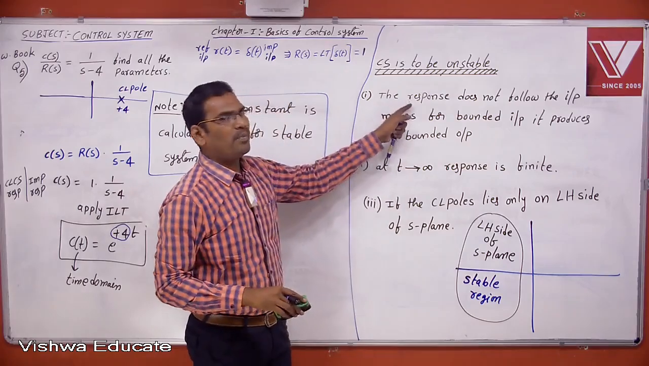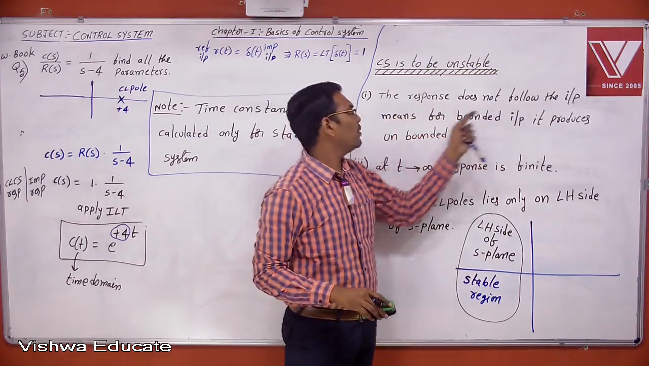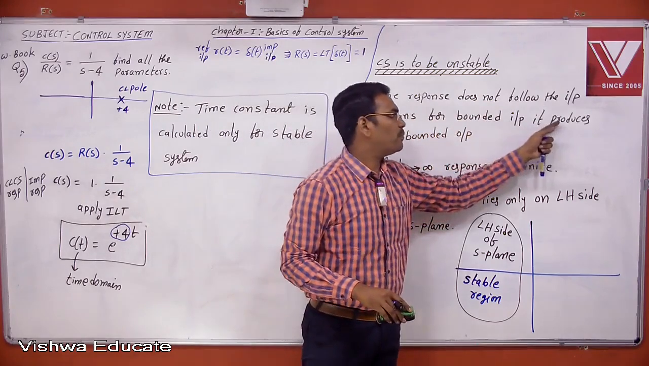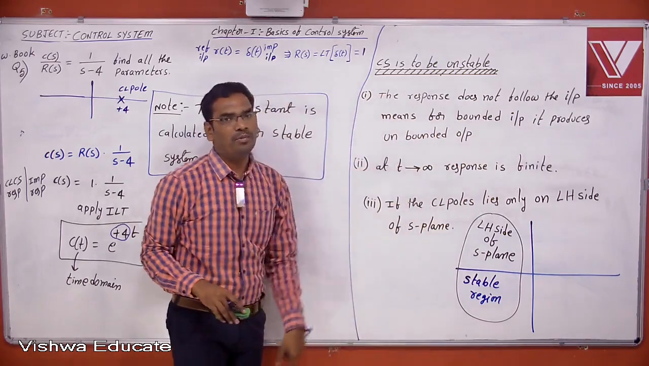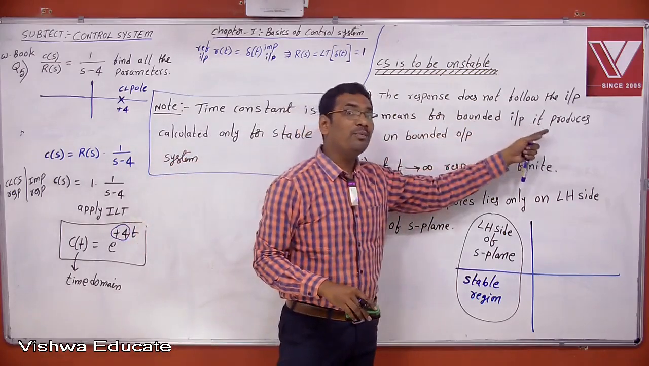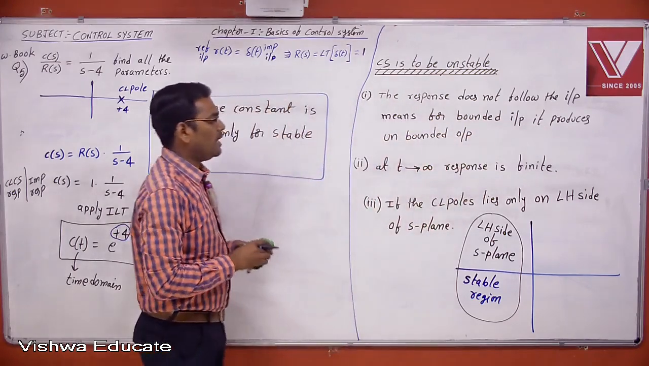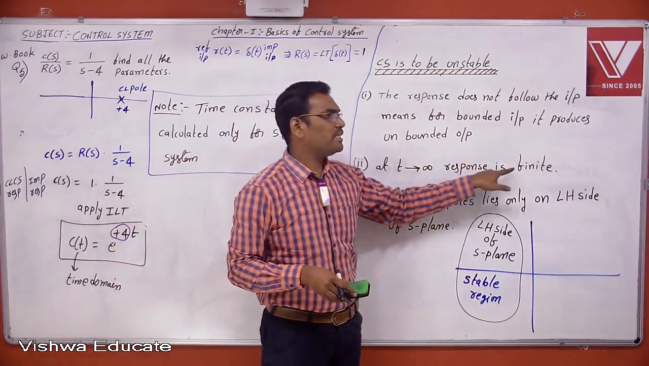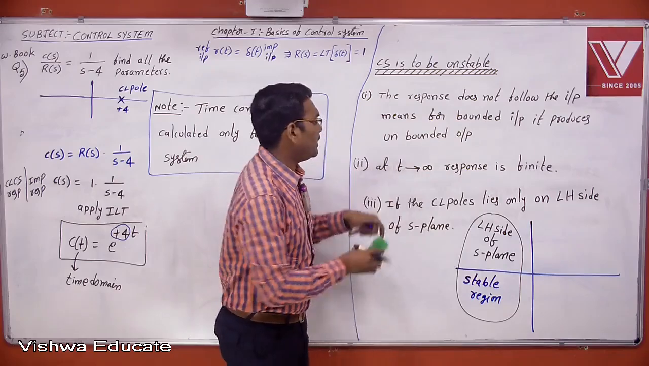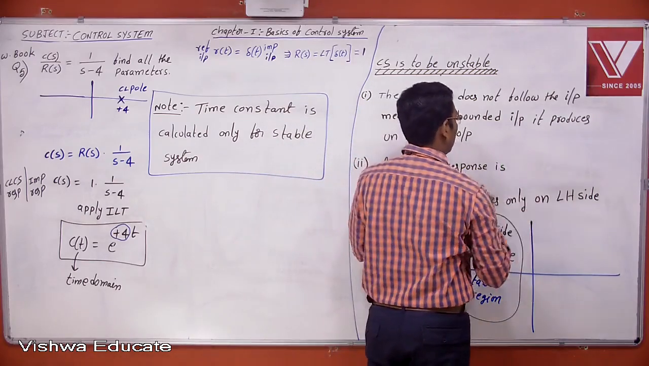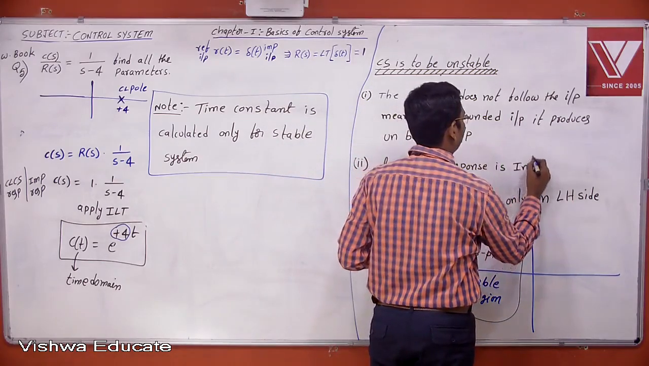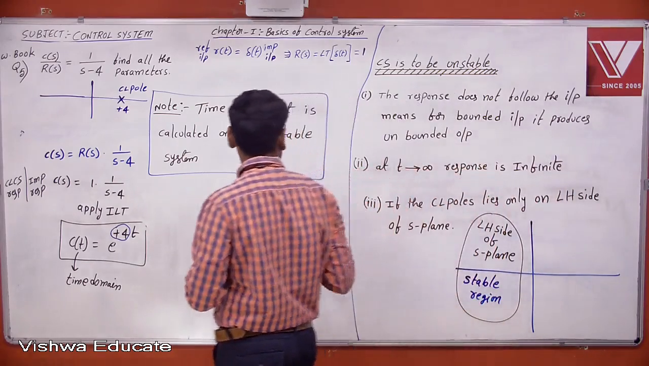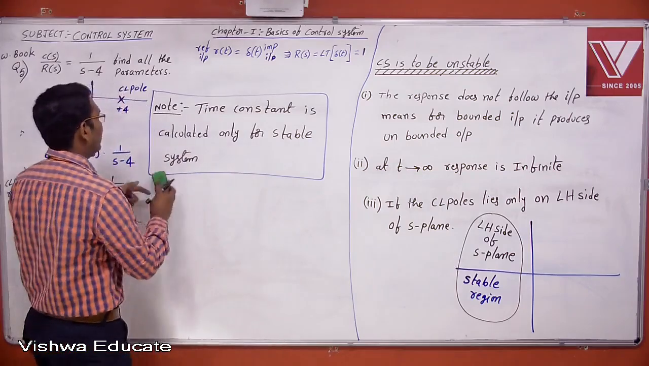Now, if the response does not follow the input, then the system is unstable, which means for a bounded input, it produces an unbounded output. For a bounded input, if it gives an unbounded output, then it is unstable. And similarly, at t tends to infinity, if the response is finite, the system is stable. At t tends to infinity, if the response is infinite, this also we will check here.